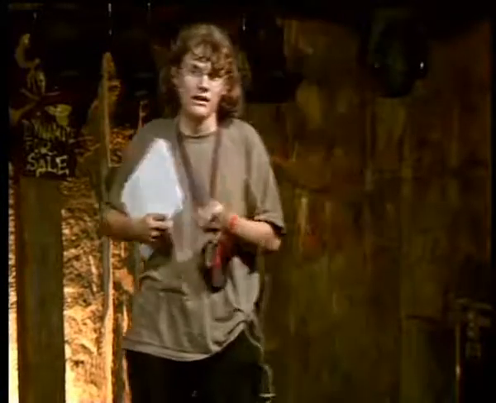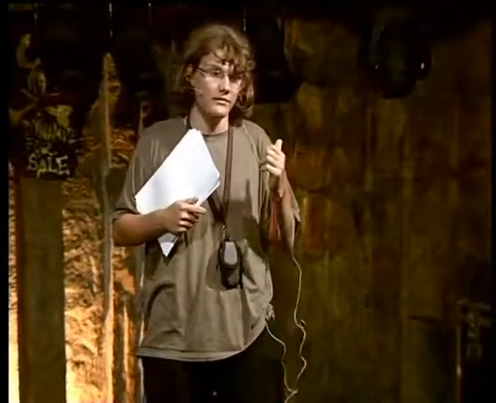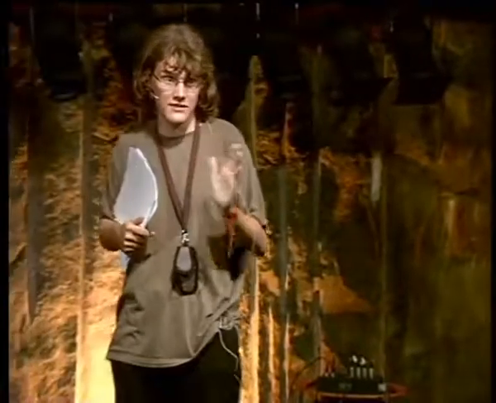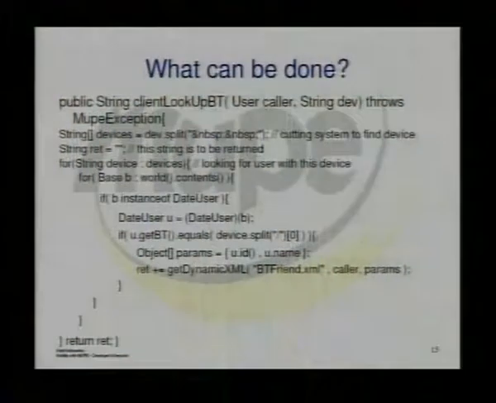And the last line of real code, red plus equals get dynamic XML. That code goes back to the XML file with the parameters given, gets the XML file and adds it to the return string. Everything that has something to do with UI is put into XML files, and everything else is on the Java side. This is a generic rule that should not be broken.